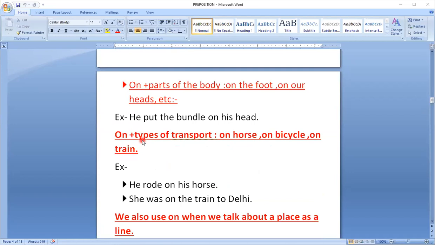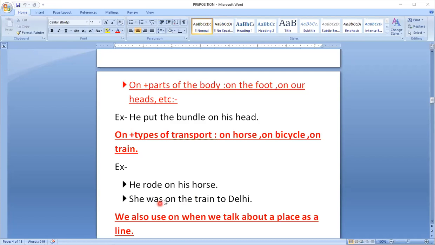Transport: जब सामान हम एक जगह से दूसरी जगह ले जाते हैं ना, तो उसके लिए हम कौन सा preposition use करेंगे? On, as a on horse, on bicycle, on train. So let's understand from the example. He rode on his horse. So वो जो रोड कर रहा है, rode की second form है, on his किस पे कर रहा है, on his horse. He was on the train to Delhi.